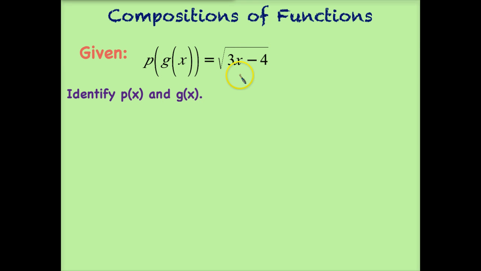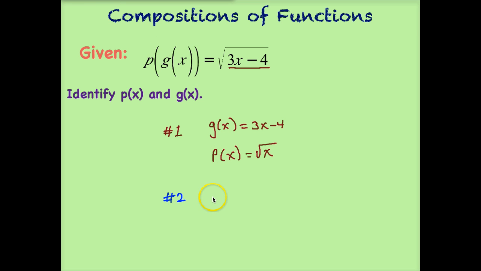Well, something like this, I think of the inside as what's under the radical. So we could start by calling that our g of x, 3x minus 4. Well, in order for it to be under the radical, we need to have a p function that has a radical. So we could just call that radical x. And then we can test it. If we take this and put it into p of x, we should get that. So this is one way to do this, but there are other ways too.